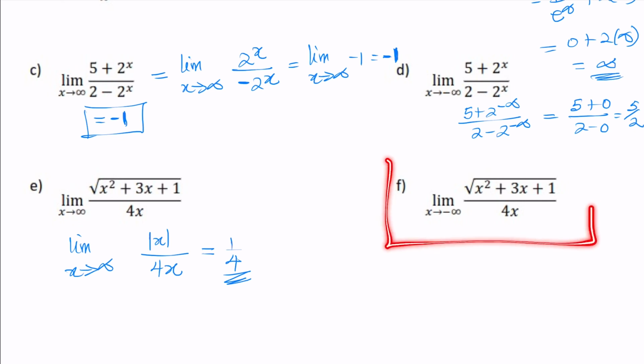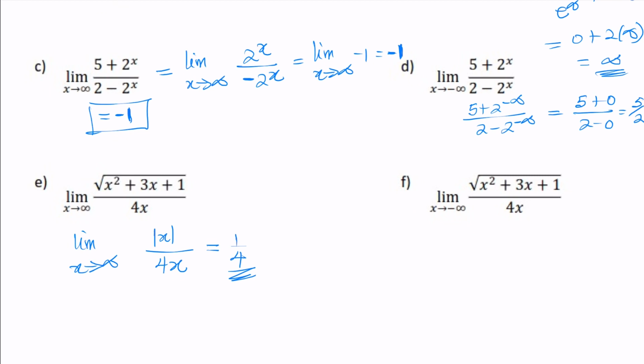Now let's look at question number F. So here we are going to find the end behavior model. Again, we'll have here the absolute value of x divided by 4x. And here, when we substitute, because we are looking at negative infinity, as x approaches negative infinity, our answer will be -1/4. Note the difference.